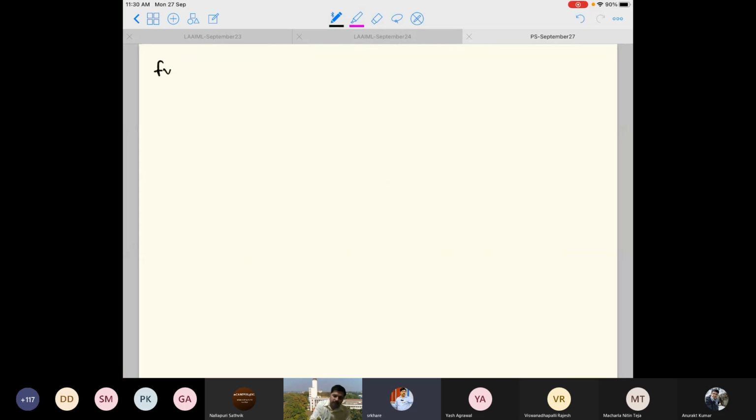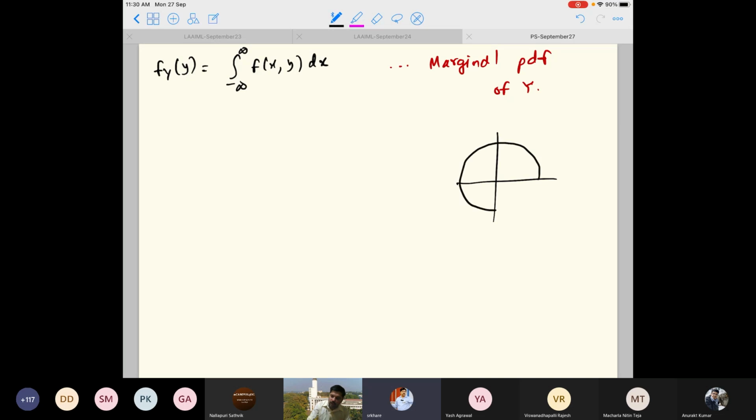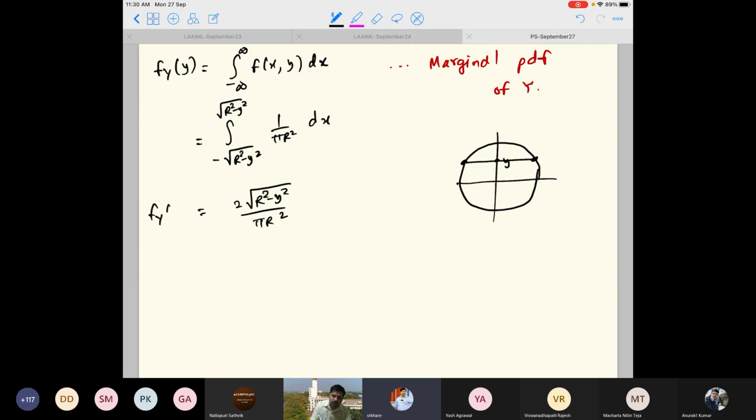So I'll write down marginal of f. So what will be the marginal of f? Marginal of f is basically you will integrate the x variable out, right? So you'll integrate the x variable out. So this is basically the marginal PDF of y. So this is what you have. And again, if you want the figure, then you will fix some y, and for that y you will integrate. So the integration will be from this point to this point, right? So the limits of x will be from this to this. So the limits of x will be root of r square minus y square to root of r square minus y square. 1 upon pi r square dx, right? So this is what you will get, and because of symmetry, you'll get 2 times root of r square minus y square divided by pi r square. This is your marginal of y.